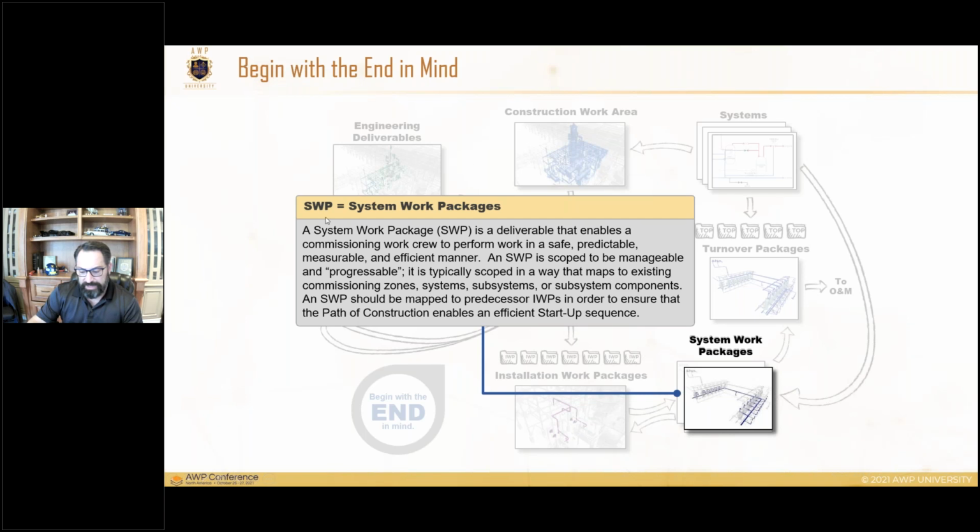But for this and the interaction that it has with the other packages, know that it is highly used to set prioritization for scheduling of many of these others, and for identifying IWP work and installation work package priority, if you will.